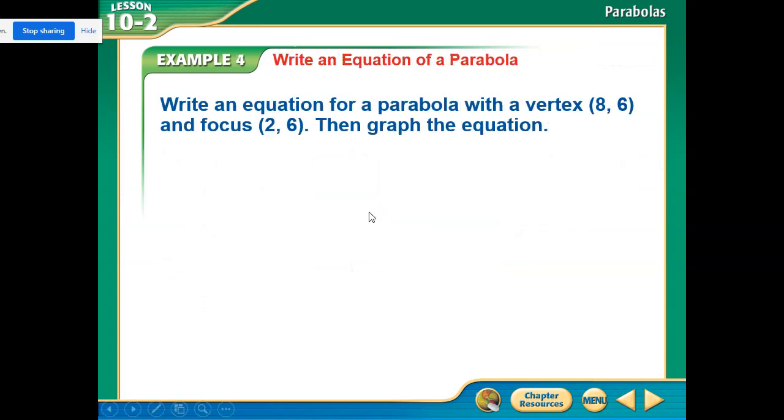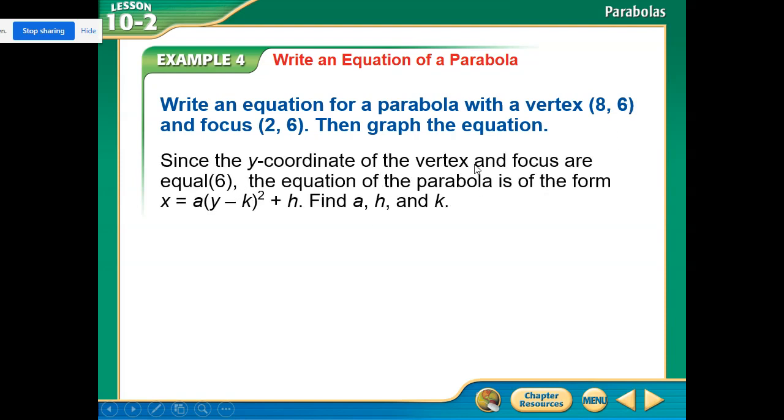All right, last thing we got to learn is how to write an equation given some points, like if we are given a vertex and a focus. So if we have a vertex and a focus, we're looking at which ones are the same. Notice we have 6's here for both of them. Since the y-coordinates of the vertex and the focus are equal at 6, the equation is an x equals y squared. Whichever one it is, that's the squared. So the y's are equal, so that's going to be a y squared one. If the x's were equal, it would be an x squared one.